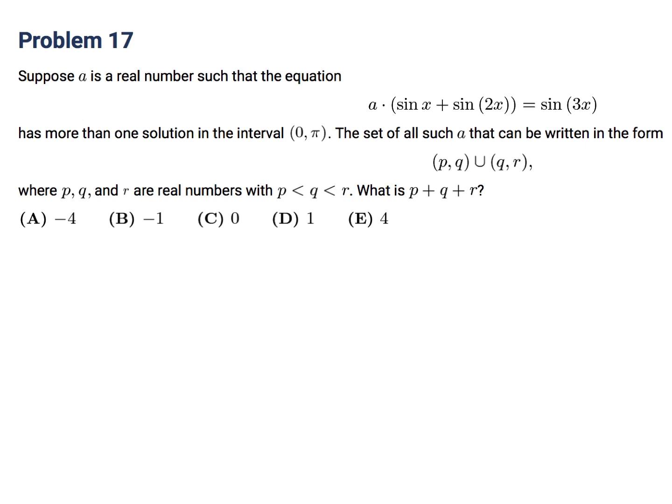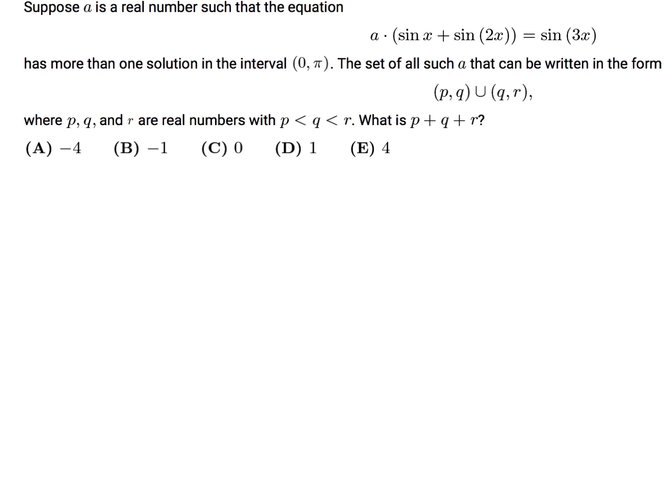Suppose A is a real number such that the equation A times sine x plus sine 2x is equal to sine 3x has more than one solution in the interval 0 to pi. The set of all such A can be written in the form (P, Q) union (Q, R), where P, Q, and R are real numbers with P less than Q less than R. What is P plus Q plus R?